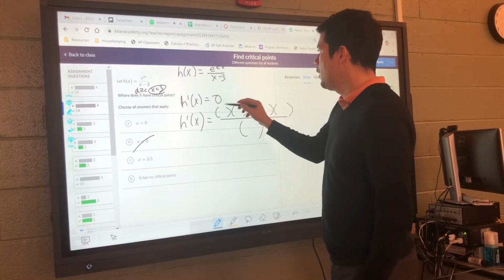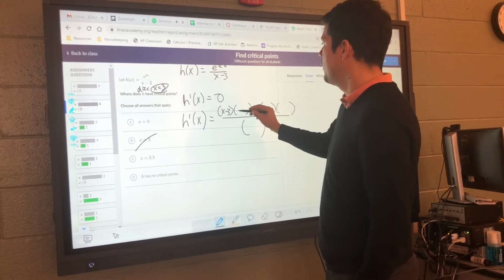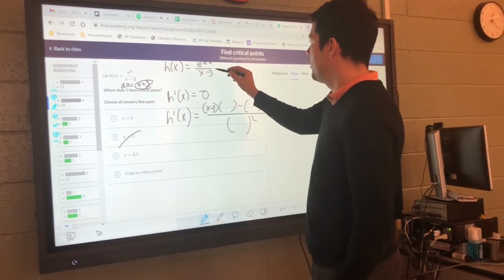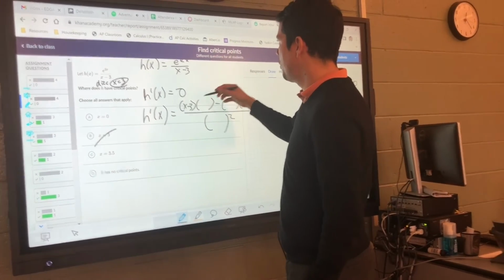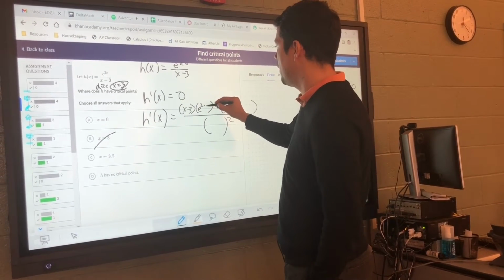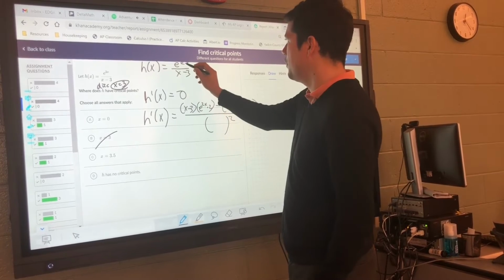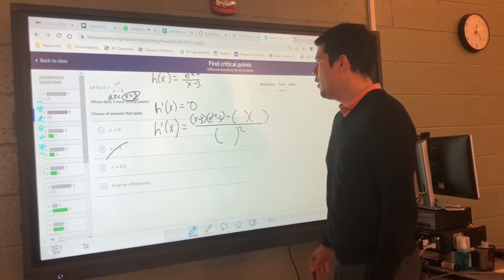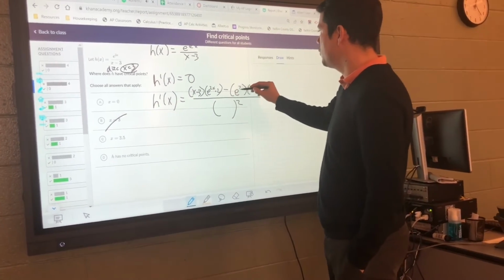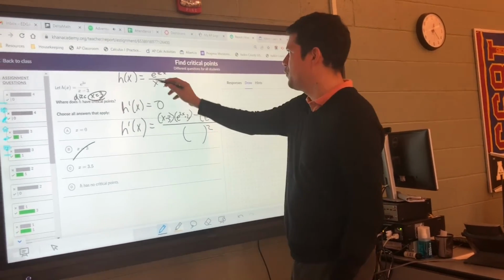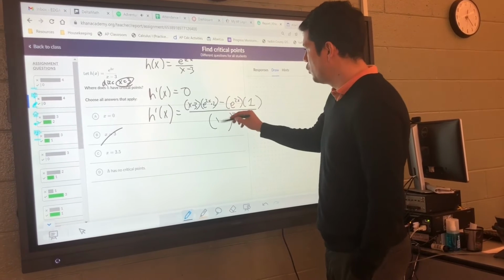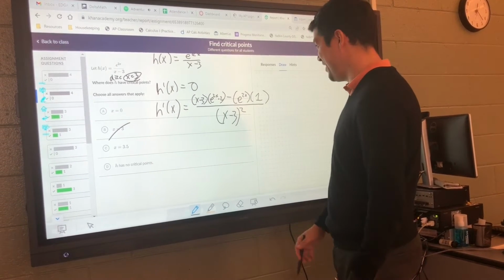So low, x minus 3, times the derivative of the numerator. The derivative of e to the u is e to the u times u prime, so this is e to the 2x times 2. Make sure you use the chain rule right there. Minus high, which is e to the 2x, times d low, the derivative of x minus 3, which is 1, a linear function with slope of 1, over low squared, so this is over x minus 3 squared.